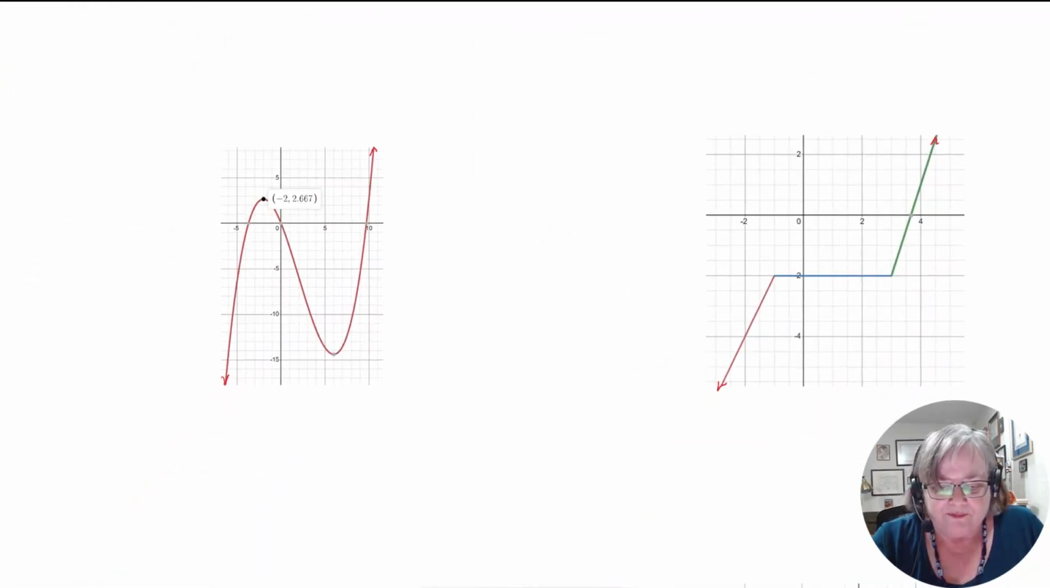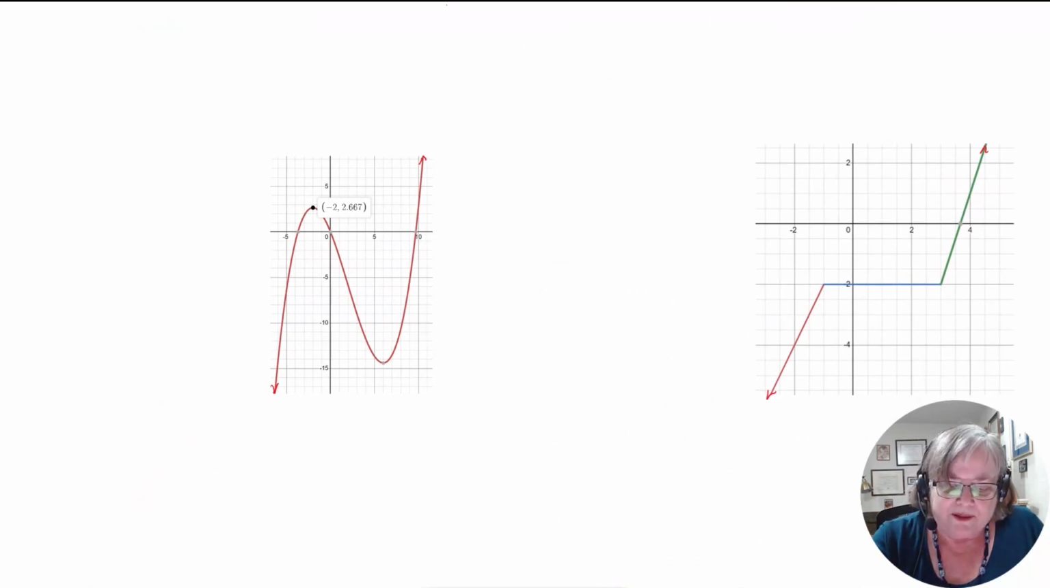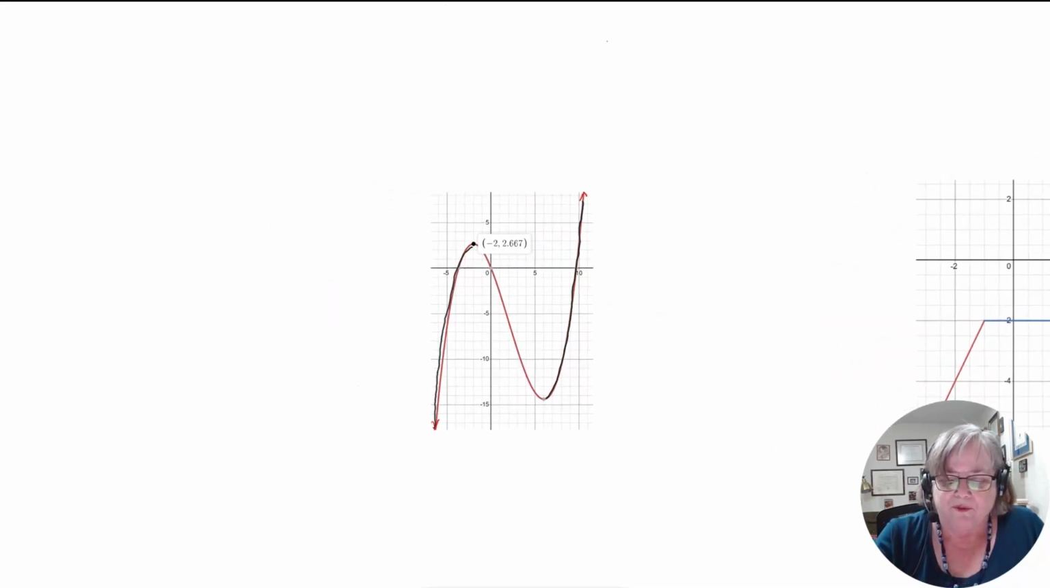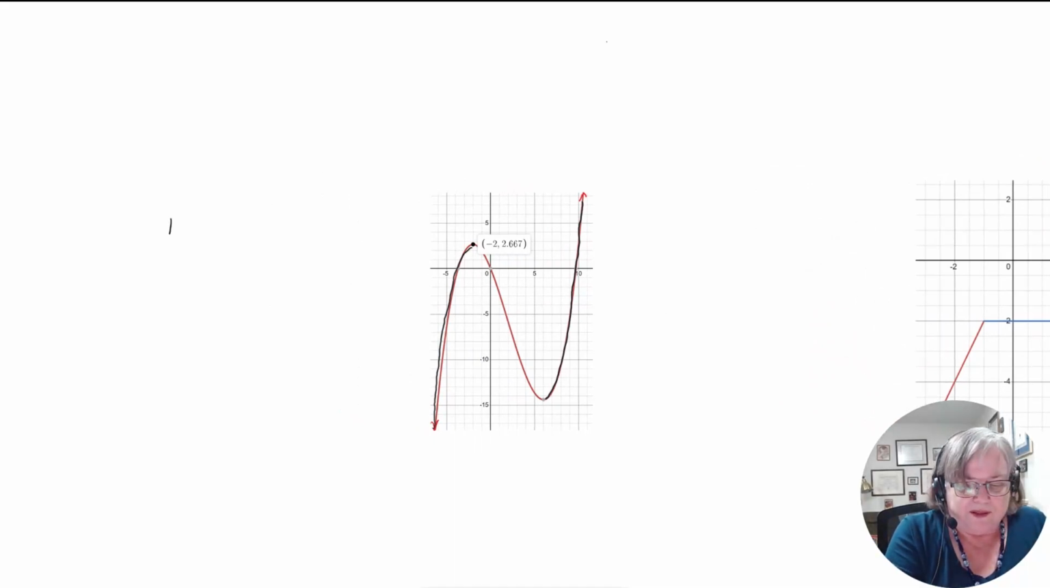Let's look here. This one is increasing from here to here. And again, from here to here. And sometimes you can have multiple sections. So it is a function, correct? And where is it increasing? Well, it's increasing in this section right here. So we're going to read left to right.